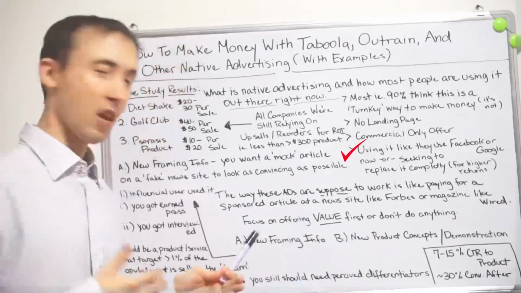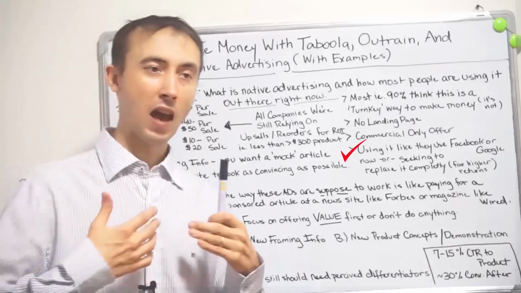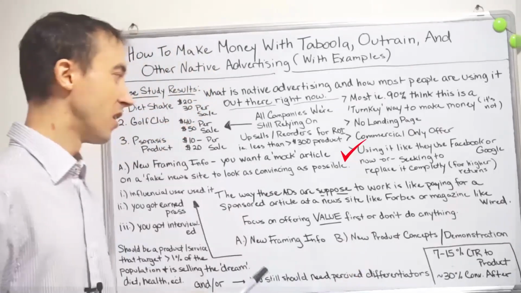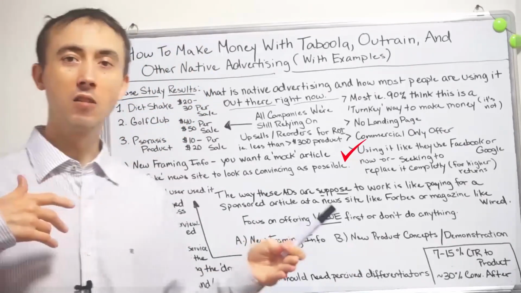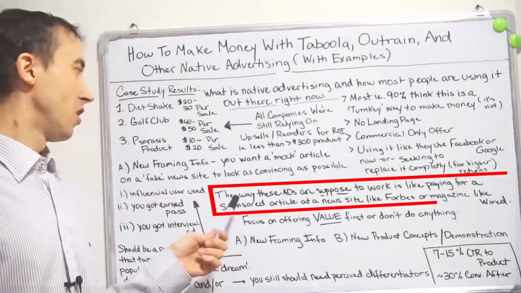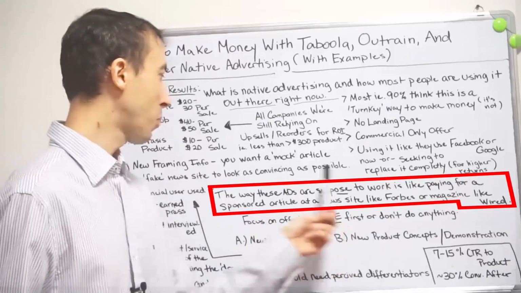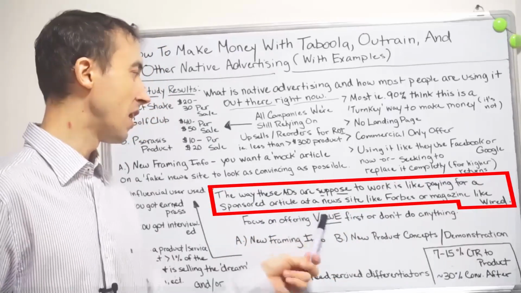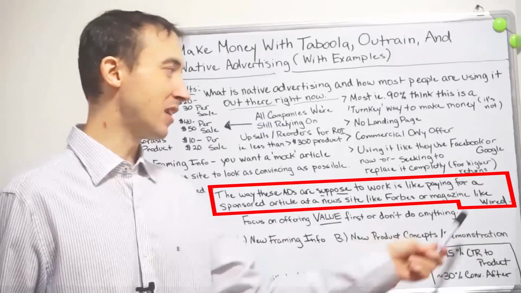So this is to boil it down. If I'm going to have to teach somebody else, this is the way that I'm going to teach it here, to follow with minimal PPC experience, to do this for yourself and make money. The way that these ads are supposed to work is like paying for a sponsored article at a news site like Forbes or a magazine like Wired.